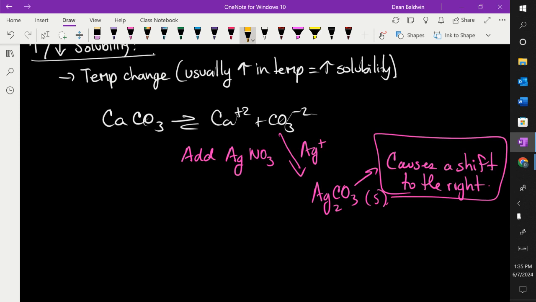Conversely, what if I had ammonium carbonate in that solution? You're going to have a higher number of these, so it's going to push the equilibrium back that way, so the solubility of calcium carbonate would be less. Okay?